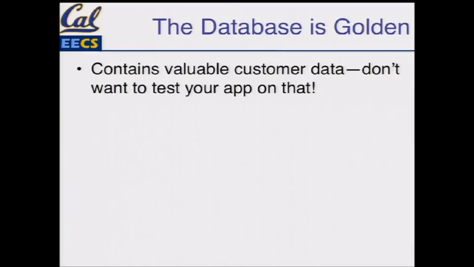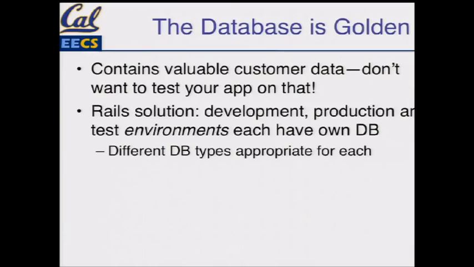So the Rails solution to this common problem is that it actually provides 3 completely separate environments. And each environment has not only its own database, but also a collection of behaviors that can be changed to be the appropriate thing for the environment. We'll see more examples of this today.